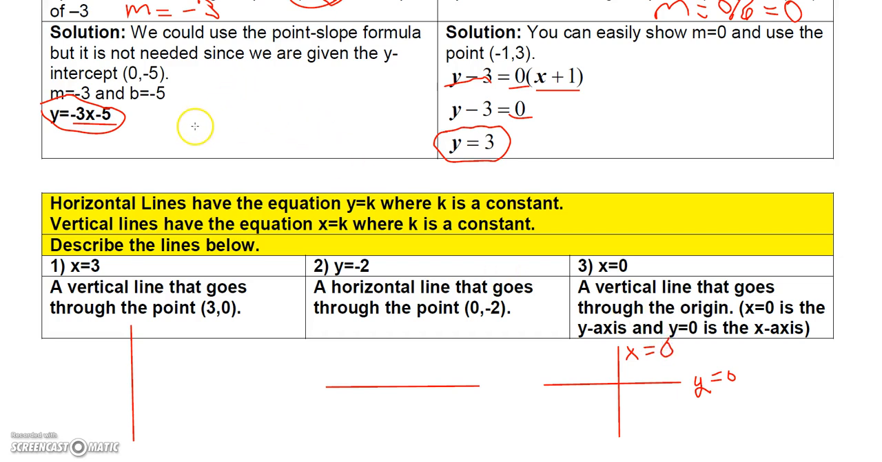Okay? Alright, so the next section I'll talk to you about perpendicular and parallel lines.